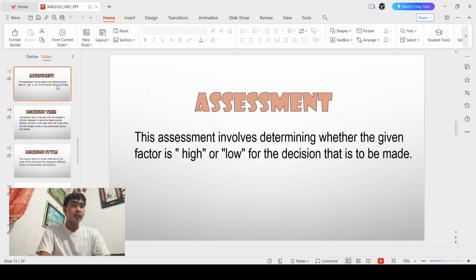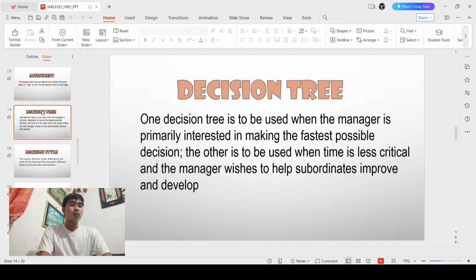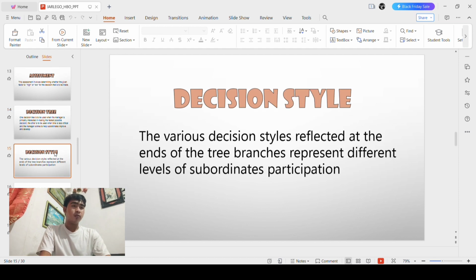Next, assessment. The assessment involves determining whether the given factor is high or low for the decision that is to be made. Next, decision tree. One decision tree is to be used when the manager is primarily interested in making the fastest possible decision. The other is to be used when time is less critical and the manager wishes to help subordinates improve.